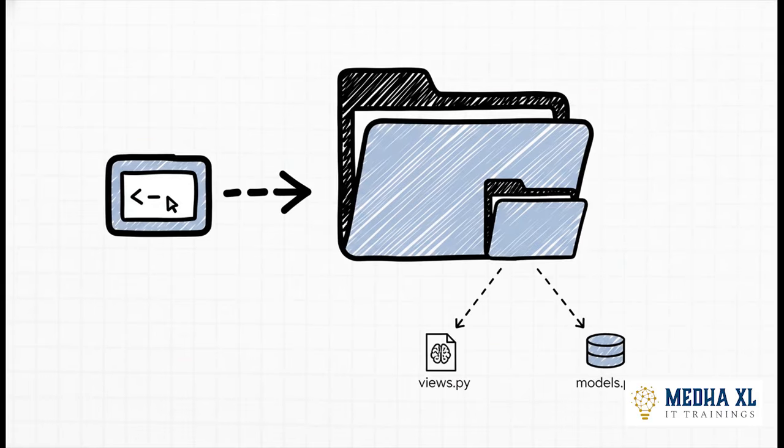And just like when we created the project, creating an app is just one single command. python manage.py startapp myapp. This will generate a whole new folder for us called myapp, and it'll be pre-filled with all the files we need, like views.py for our logic and models.py for our data.